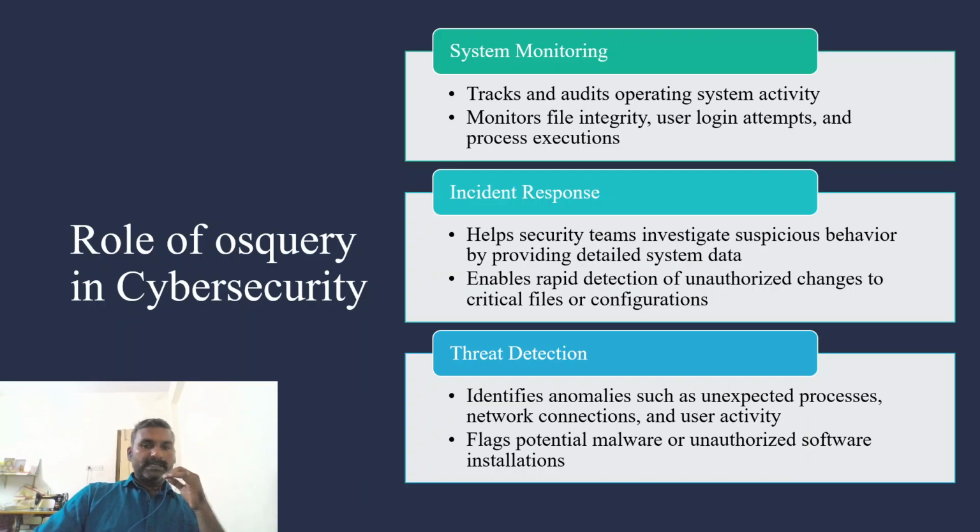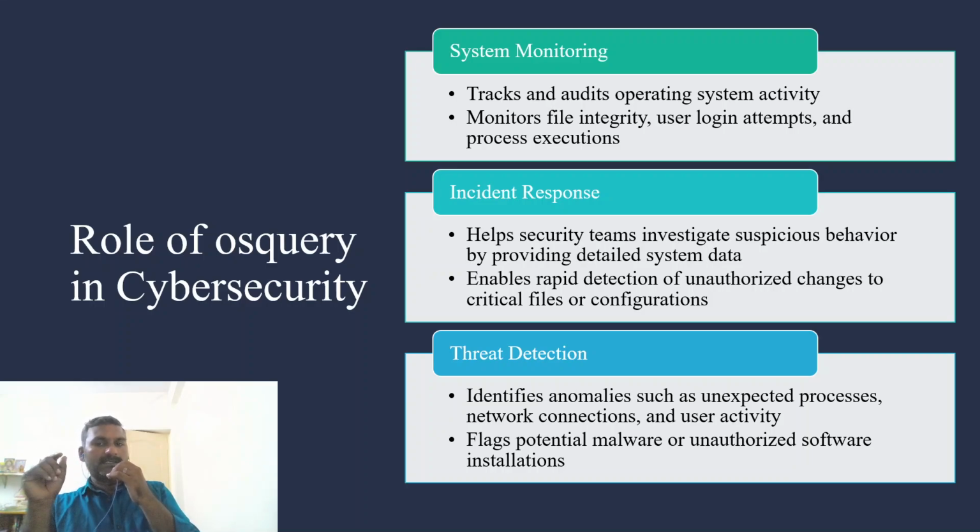The next one is incident response. It mainly helps the security team investigate suspicious behavior by providing detailed system data. It also enables rapid detection of unauthorized changes to critical files or configurations. The third one is threat detection. It identifies anomalies such as unexpected processes, network connections, and user activities. It flags potential malware or unauthorized software installation.